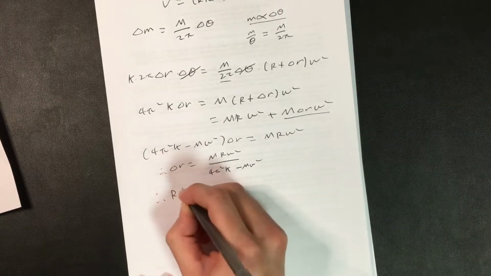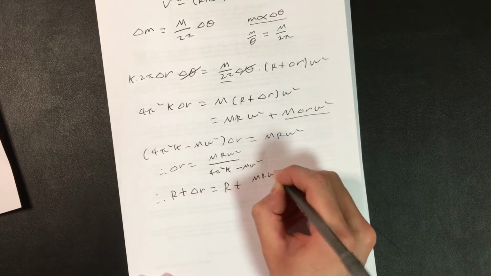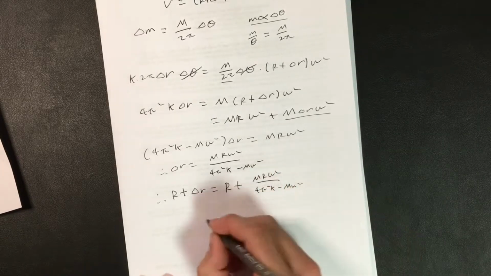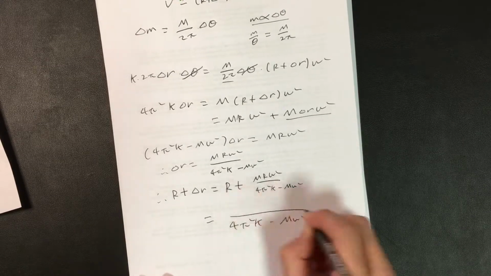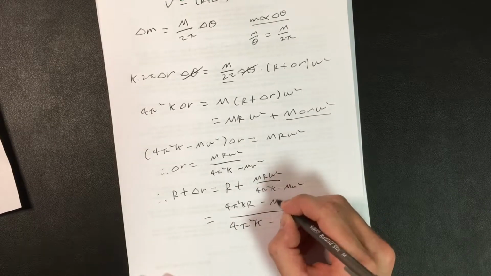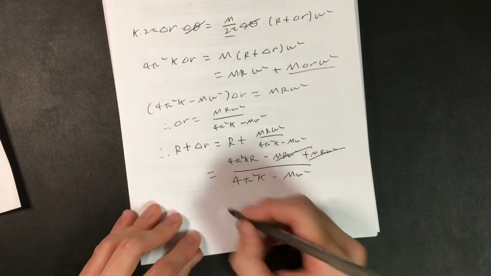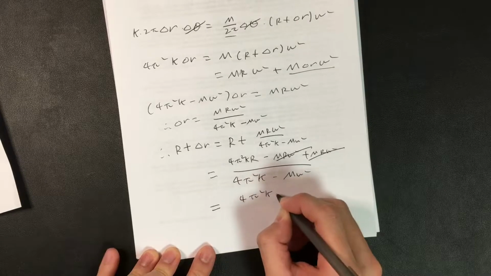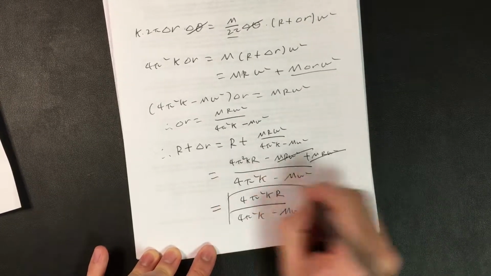Therefore, the radius, which equals r plus delta r, equals r plus M r omega squared over 4 pi squared k minus M omega squared, which equals 4 pi squared k r minus M r omega squared plus M r omega squared, over 4 pi squared k minus M omega squared. This term cancels out, in which the new radius of this rubber band is 4 pi squared k r divided by 4 pi squared k minus M omega squared.